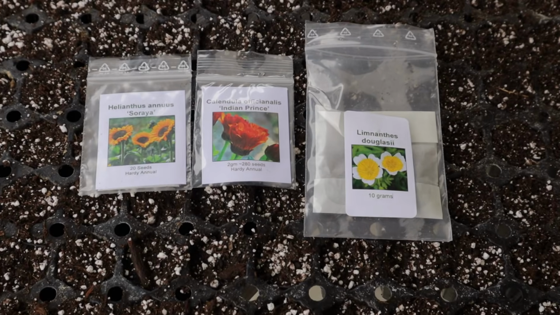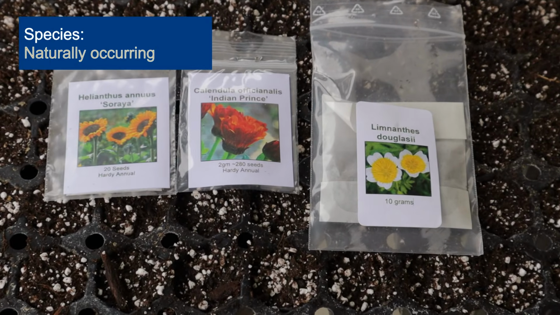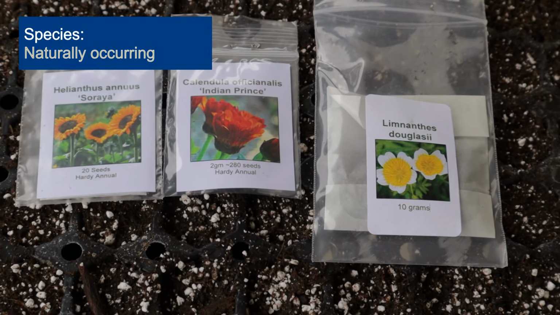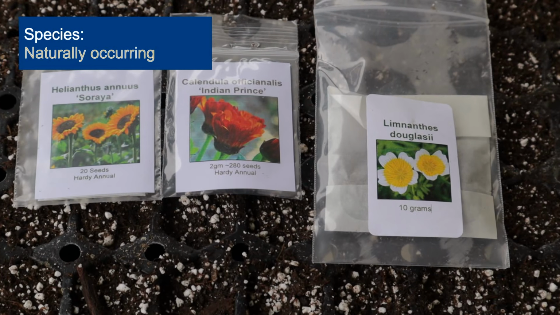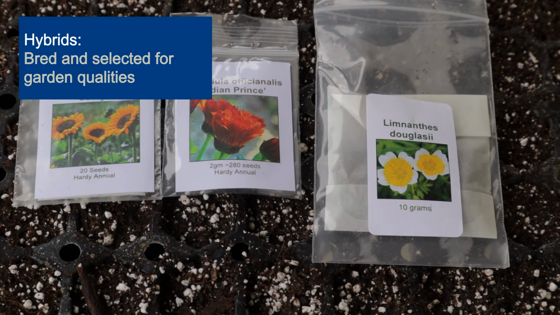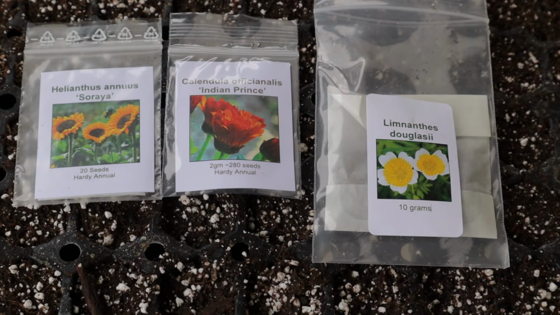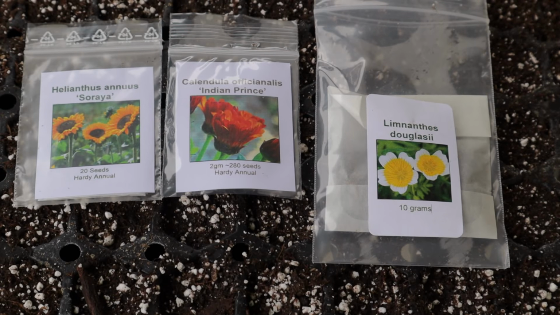Here I have 3 packages of seeds. The one on the right is Limnanthus douglasii. That is poached eggplant, and it's the same as the wild species. It's unhybridized. The 2 on the left are hybridized. They've been selected for their special qualities from 2 or more parents and maintained as separate populations for seed production. So Indian Prince for that dark orange color, and Soraya just for stronger and better and more uniform flowering.